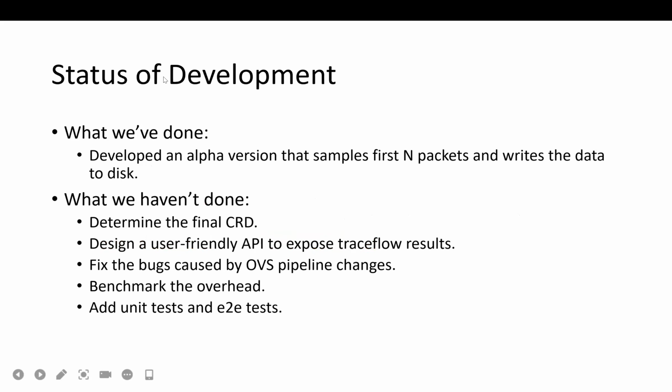The current status of the development is that we have already developed an alpha version that can sample the first N packets and write the data to disk. But there's still a lot of work to be done. For example, we need to determine the final traceflow CRD design. And also, we need to find a way to design a user-friendly API to expose the traceflow results to our users. Also, there are some bugs to be fixed because we changed the OVS pipeline.